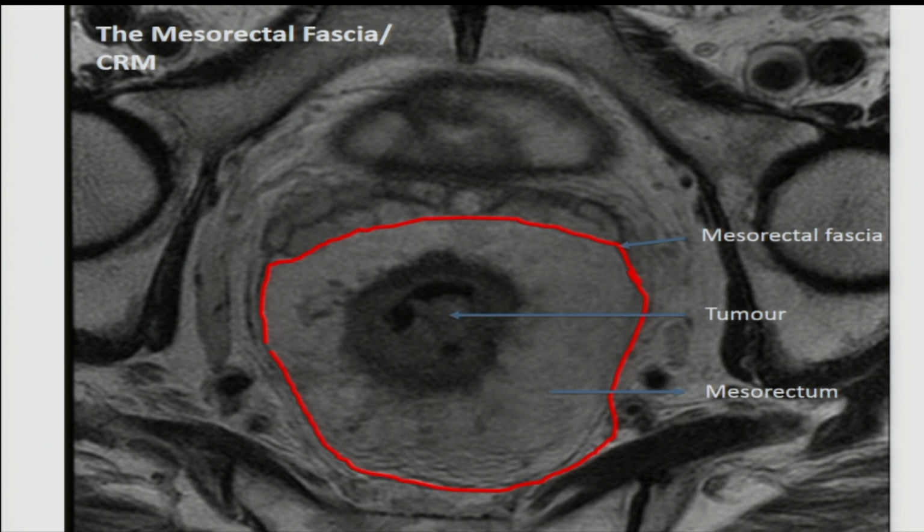The circumferential resection margin is a clinical term that we use as surgeons and clinicians to define the tumor and the pathology. So this red line, mesorectal fascia or circumferential resection margin, can be very, very clearly seen on these images, and you can see where the tumor relationship is from it. And the gray bit in the middle is the mesorectum, and we'll see how that develops in some future images.